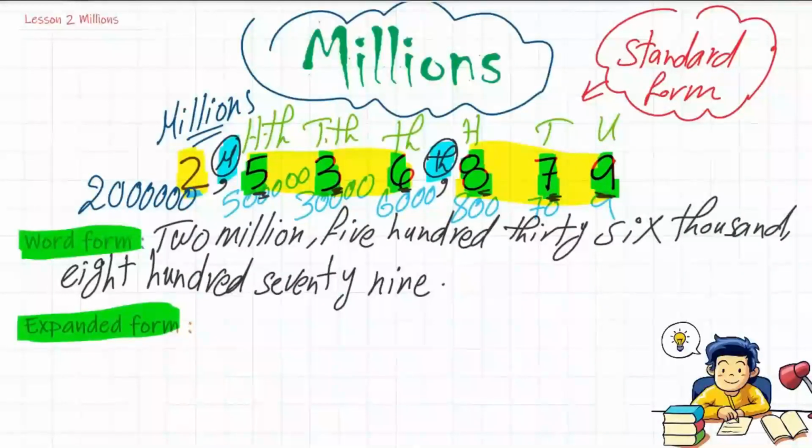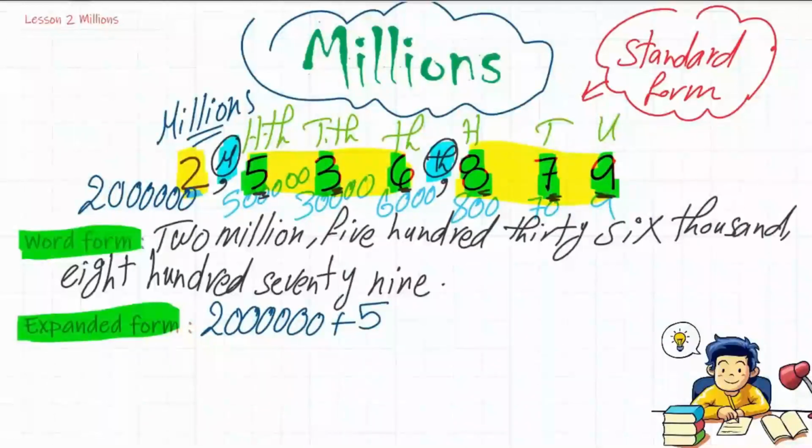طيب تعالوا نكتب ال value بتاعت كل digit في النمبر ده. أول حاجة let's start from the left with 2. We have 2 here in millions so we have 2 and how many zeros to the right of 2? 6 zeros so write 6 zeros to the right of 2 plus we have 5 here. How many digits to the right of 5? We have 5 zeros so put 5 zeros plus 3.